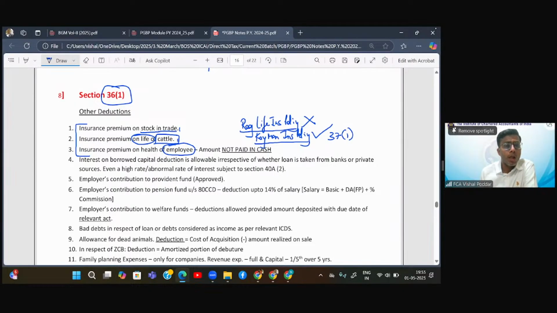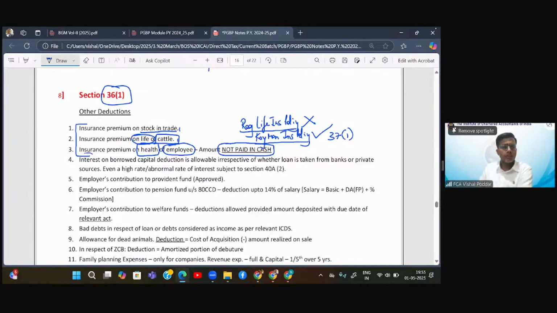Now, what is allowed over here is the premium paid on the health of the employee. Health means the medical premium. So where you have taken medical insurance on the health of the employee, you can claim deduction. Here there is one small condition, that this premium should not be paid in cash. Here the requirement is only of cash. If you pay by bearer cheque or cross cheque, it is allowed, because this is not of 40A(3). It is another restriction, and here the only restriction is that cash is not allowed.